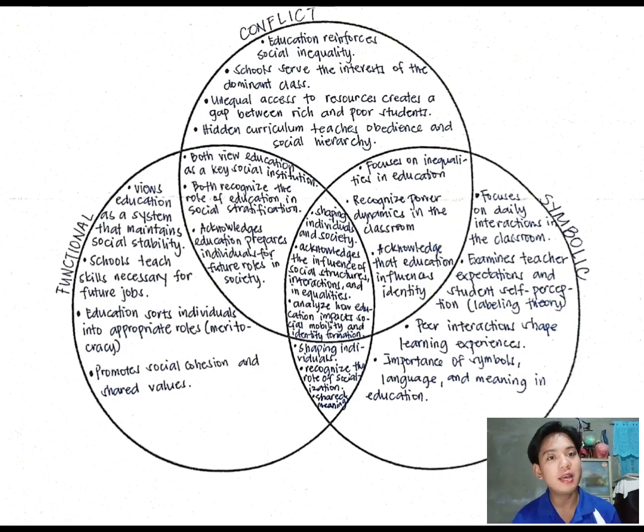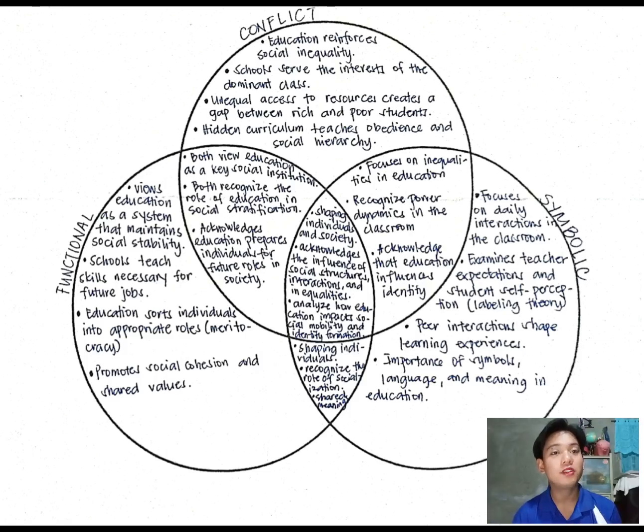Conflict theory examines structural inequalities and dominant group control, while symbolic interactionism explores how daily interactions and authority figures shape student experiences. Additionally, both theories acknowledge that education influences identity, with conflict theory linking education to class identity and symbolic interactionism examining how student labels impact self-concept.